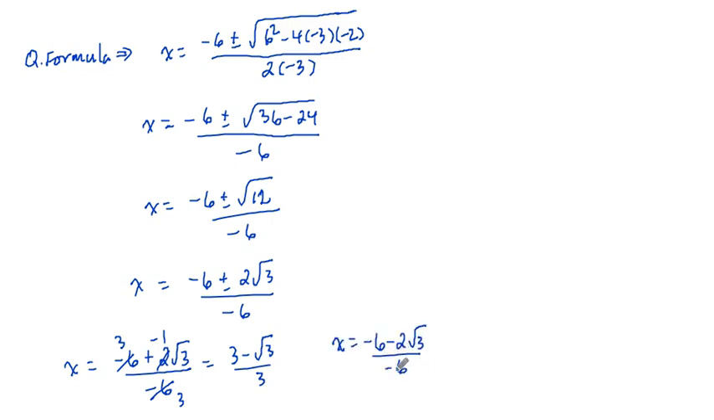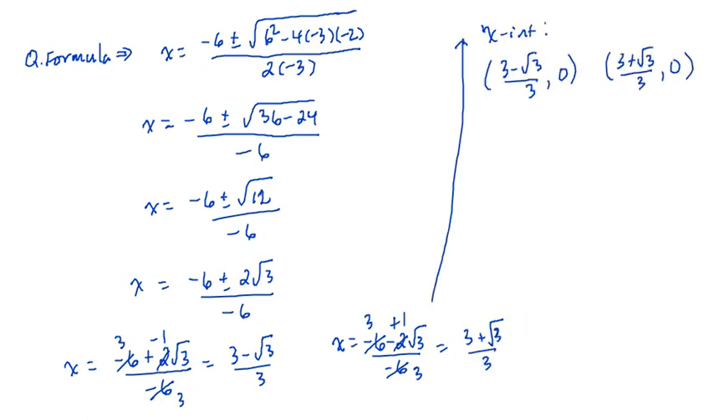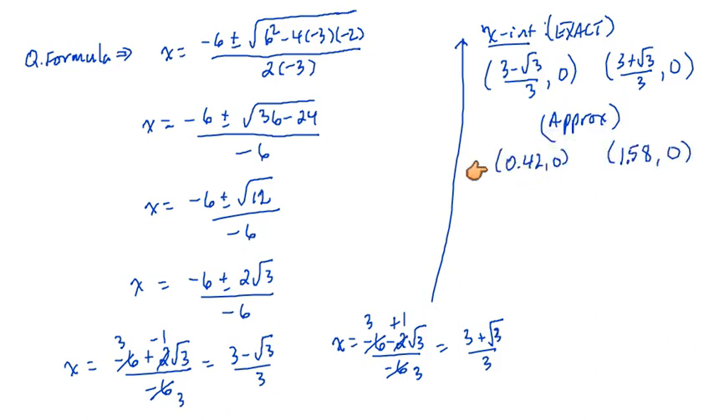So we also have our other case where we've got the minus right here. We divide negative 2 into each of the terms again. So negative 2 into negative 6 goes 3, and 3 here. But negative 2 into negative 1 will give us positive 1 root 3 here. So we have 3 plus the square root of 3 all over 3. So the exact values of our x-intercepts are (3 minus root 3)/3 and 0, and (3 plus root 3)/3 and 0. And the approximate form is approximately 0.420 and 1.580.